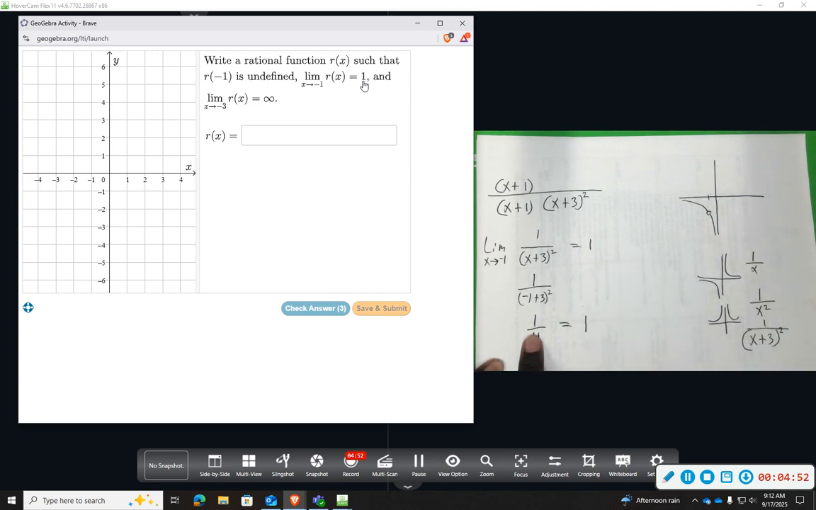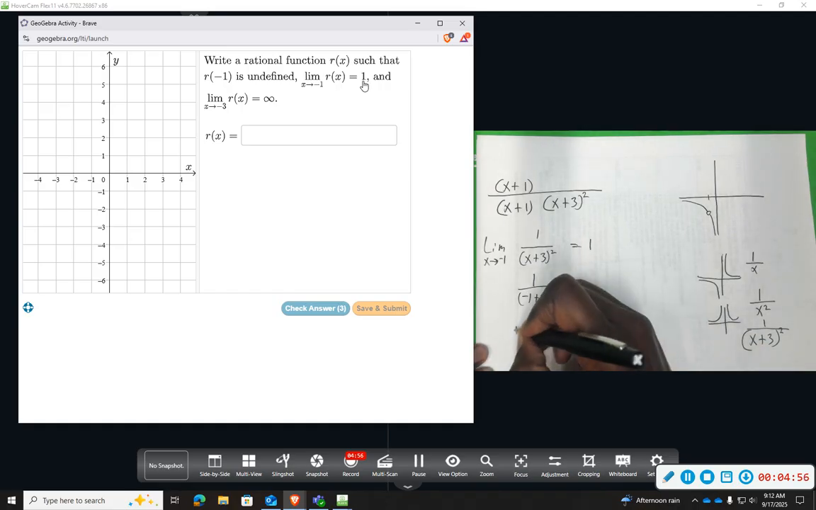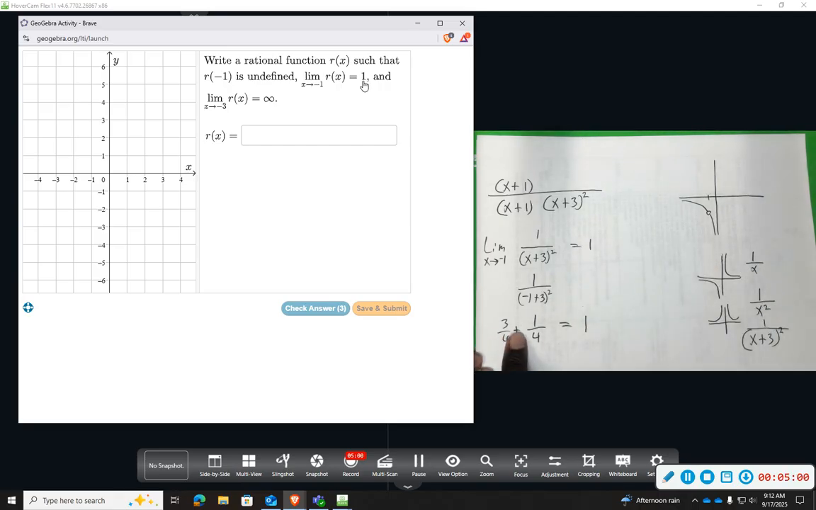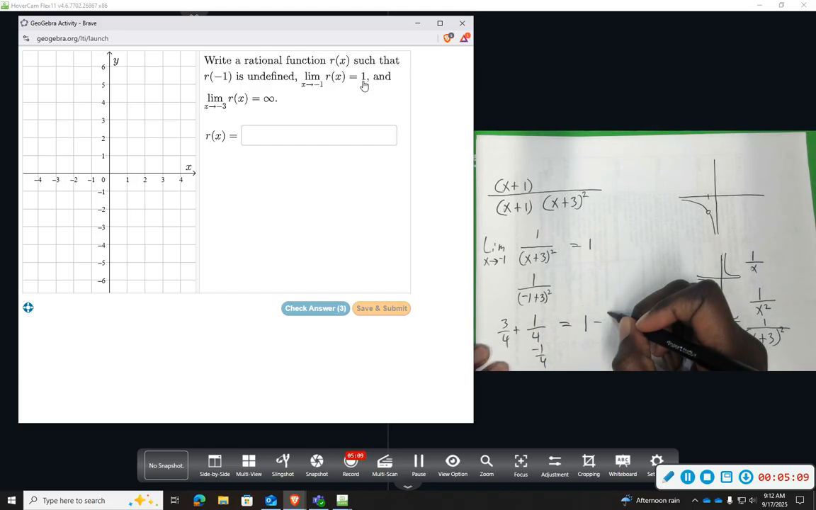So what do we need to do to make this equal to 1? Well, we need to add 3 over 4. If we add 3 over 4, or if you actually just subtract, that'll give you the same thing. If I take the 1/4 and subtract 1 over 4 from both sides, that's another way of looking at it, to actually solve it mathematically.